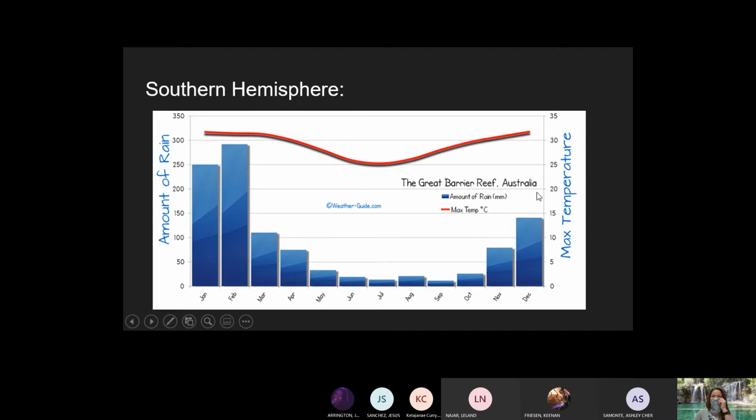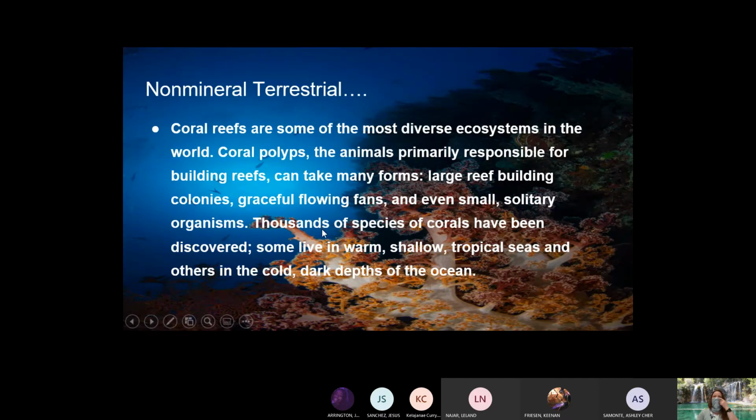So when I was helping Leland with his graphs, he ran into the same issues you did. This one is probably correct as well. At the Great Barrier Reef, so that looks right. The only thing it was missing was units. This should have been non-mineral resources, not terrestrial.